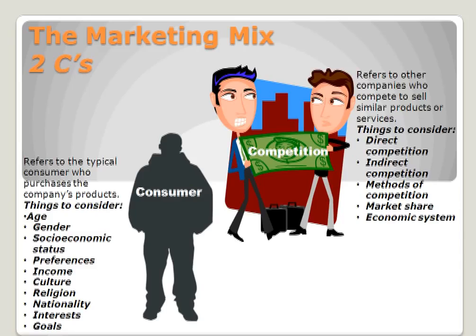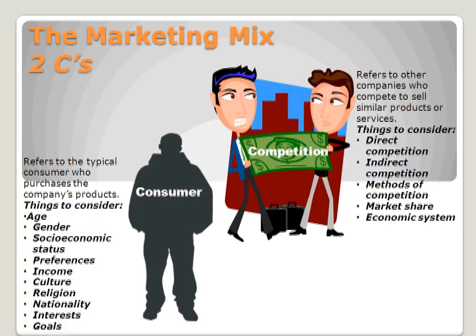So when you are considering your target consumer, you want to consider their age, their gender, their socioeconomic status, which is basically how much money they have, their preferences, their income, their culture, their religion, their nationality, their interests, their goals. All this refers to consumer. You can't control consumer reaction, but you can target your products towards certain consumers, and hopefully in response they'll purchase your products. Competition is another external factor.